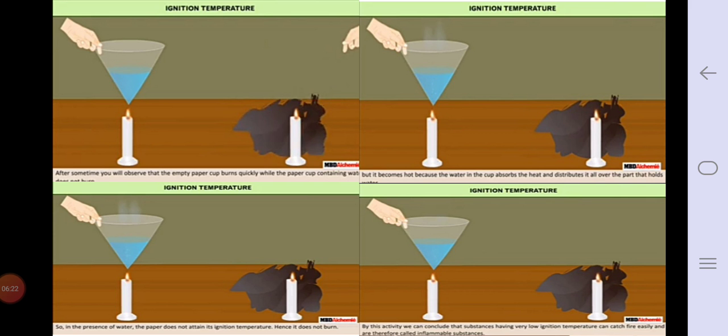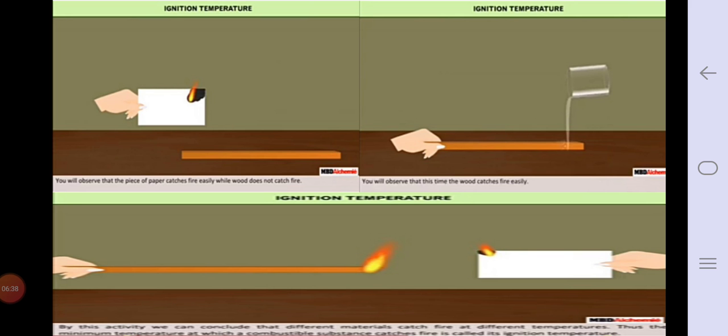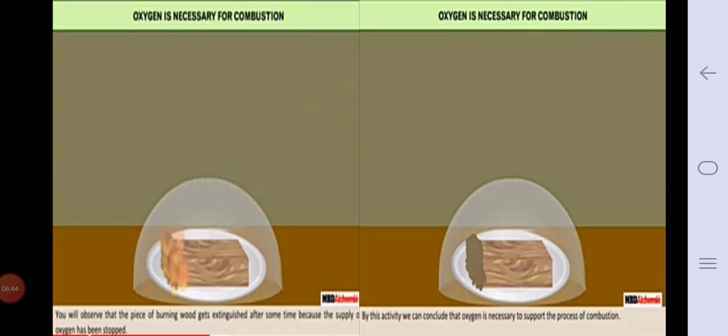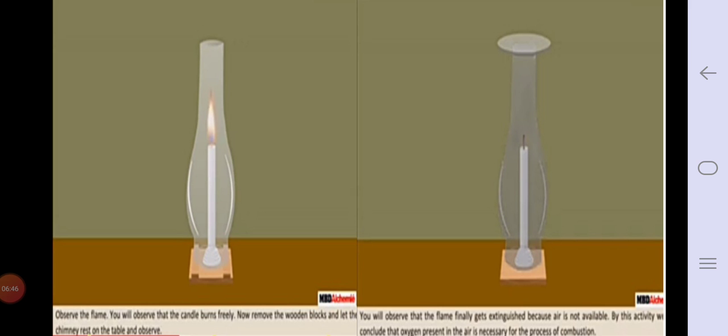So for today you just read out the lesson. We will do more discussion on this ignition temperature. I think you understood what is ignition temperature and what are inflammable substances. We'll discuss more on this in the next period or in the next video. So today we have seen why oxygen is important for combustion and what is ignition temperature. I will give more examples on that for your better understanding. So for today we'll stop here. Thank you.